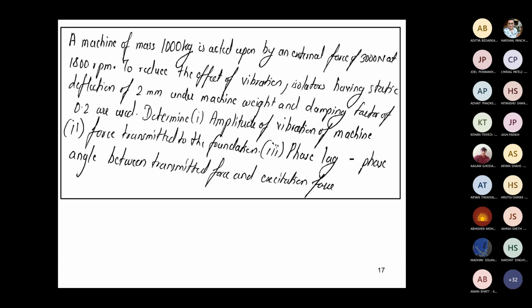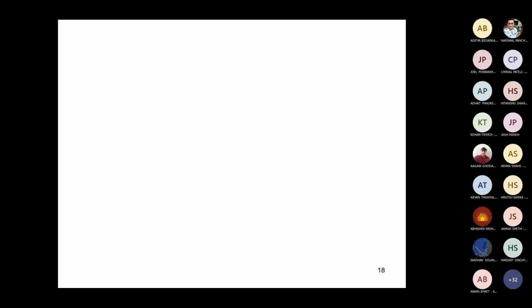A machine of mass 1000 kg is acted upon by an external force of 3000 newtons at 1800 rpm. To reduce the effect of vibration, isolators having static deflection of 2 mm under machine weight and damping factor of 0.2 are used. Determine the amplitude of vibration of machine, force transmitted to the foundation, phase lag and phase angle between the transmitted force and the excitation. So let's solve this example.